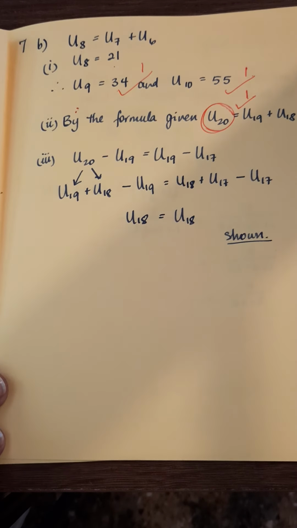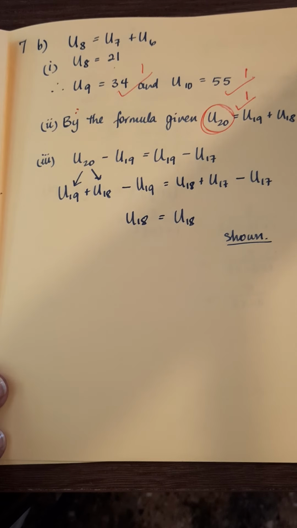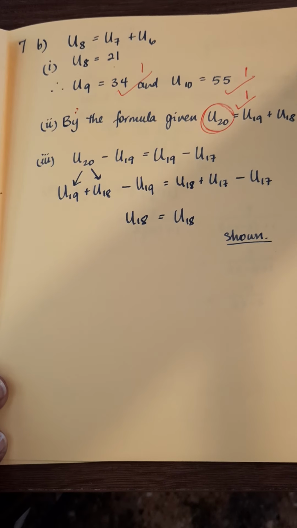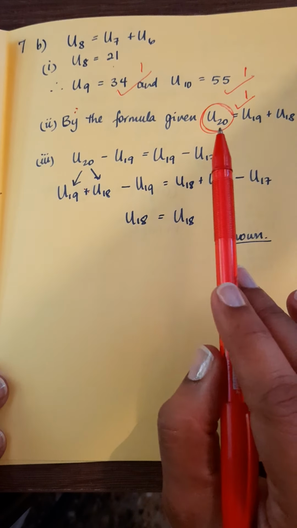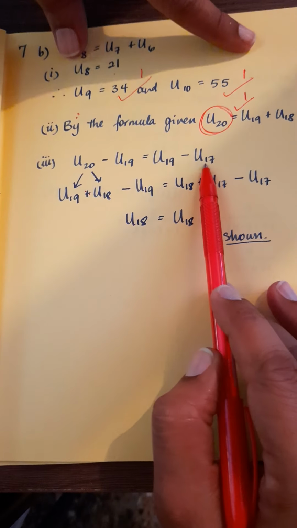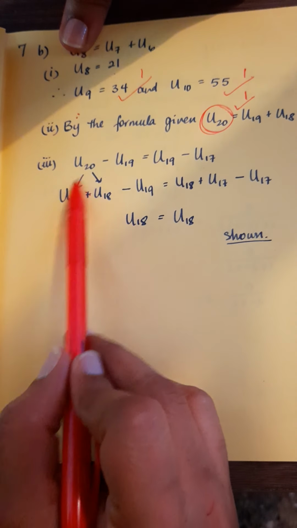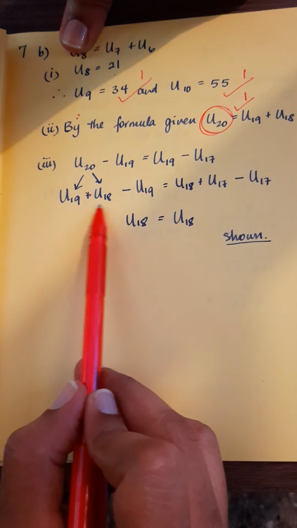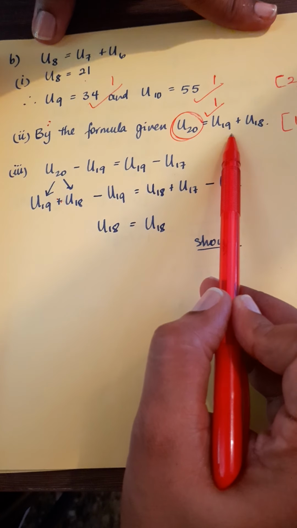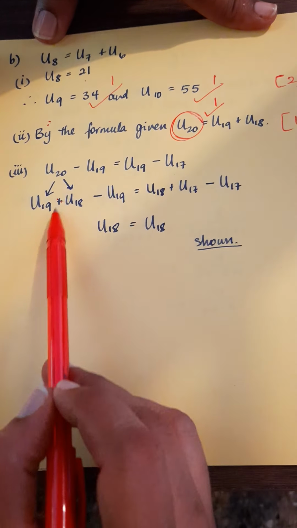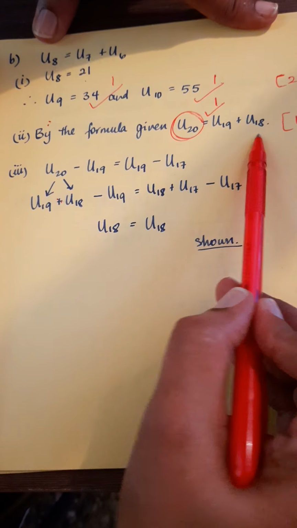The last thing they wanted us to do in question 7 was to show that u20 minus u19 is equal to u19 minus u17. What we want to do here is to show that the left hand side and the right hand side are equivalent. So we start off with what we are given. I have broken up the u20 into u19 plus u18. CSEC is always leading you to the answers. So u20 is u19 plus u18. They've reminded you that I can rewrite this as this.